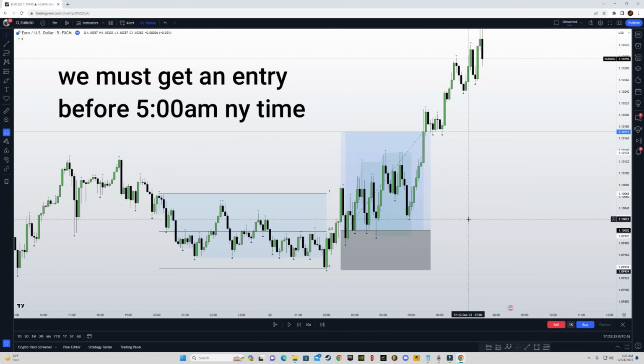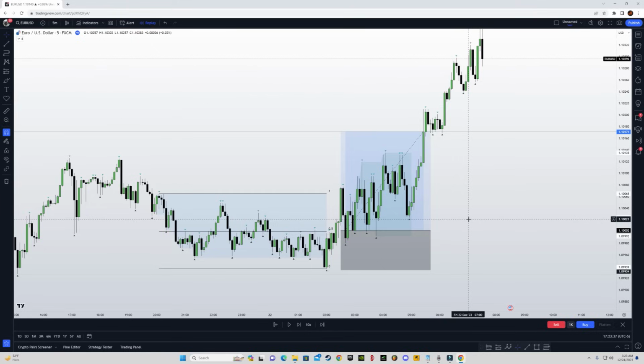Find your draw on liquidity, find your expansion where the market is going, look at the higher time frames, look at the higher time frame order flow, and trade with that. So let's move on to another example.